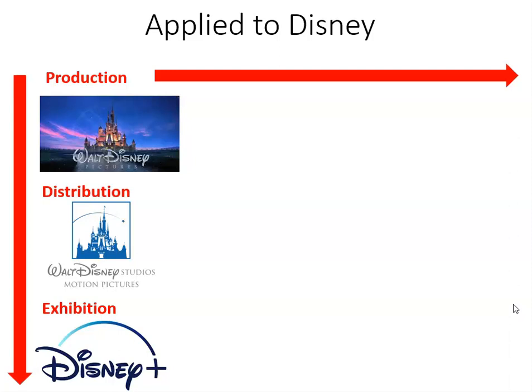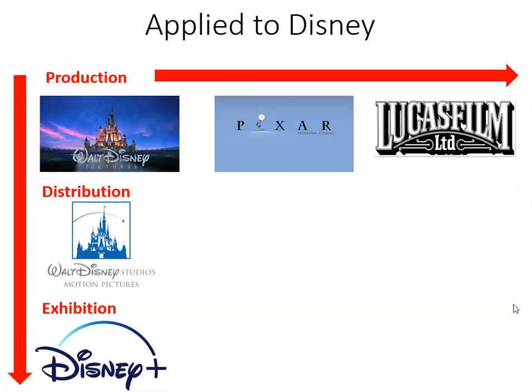Okay, let's look at this for horizontal integration then, because Disney, we know, are both vertically and horizontally integrated. So over time then, they have acquired further companies at the production stage. Pixar Studios is a good example of this, who make films such as Toy Story. And as I referenced earlier, Lucasfilm has also been acquired by Disney, meaning they have the rights to the Star Wars films and are able to produce further films within that franchise as they wish.